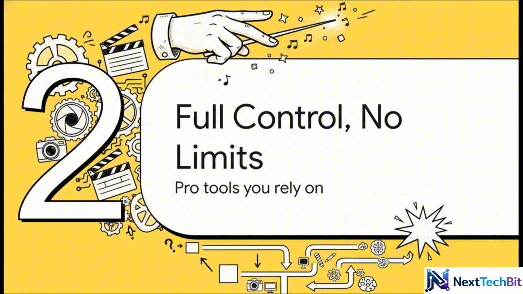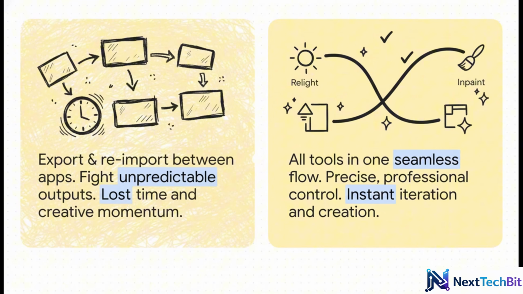But look, having access to all the AIs is awesome. But you know as well as I do, that's only half the battle. The real challenge for any pro is keeping full creative control. This is where you go from just generating stuff to actually executing a vision. It's about you being the director, not just a bystander hitting the generate button and hoping for the best. And you can really see the stark difference here. The old way, man, you're exporting, re-importing, fighting with unpredictable outputs. But the Weave way, it's all one seamless flow. This gives you that precise, professional control with the tools you actually need. Things like Relight, Inpaint, Outpaint, even Z-Depth Extraction, all of it letting you iterate instantly.